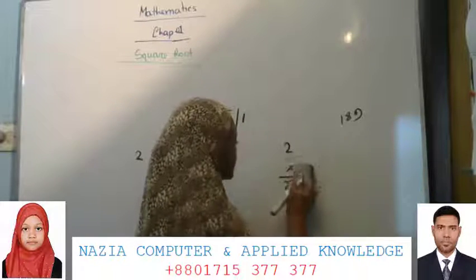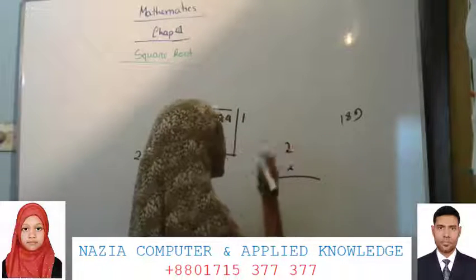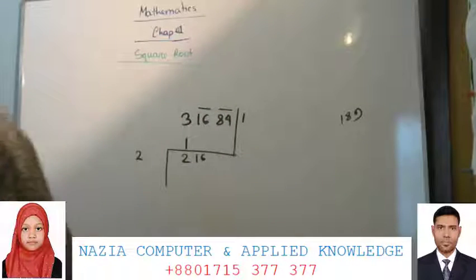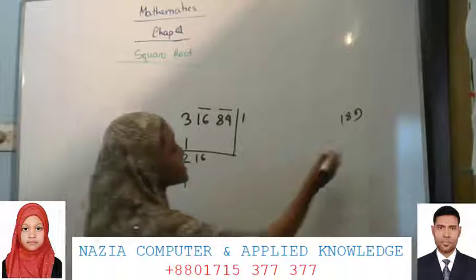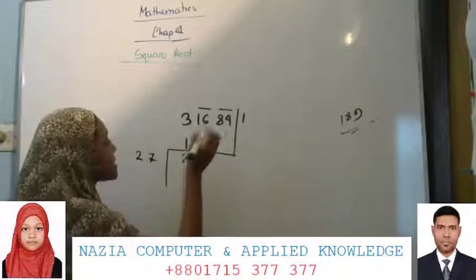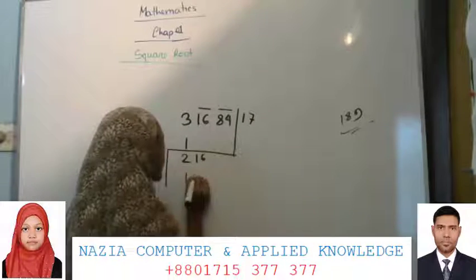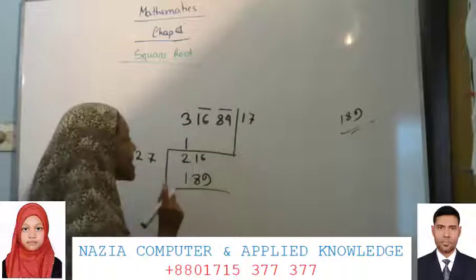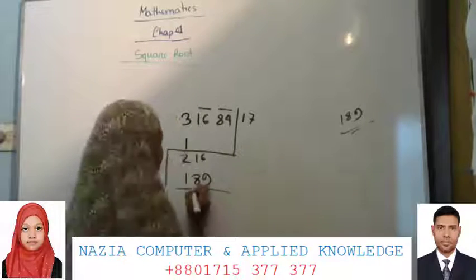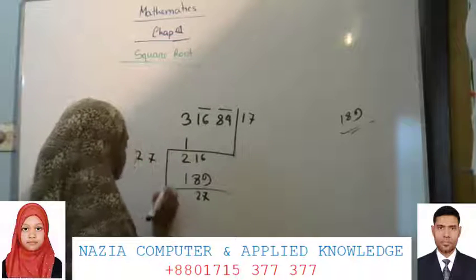So we can take the 7. We have to take 7. We can take the 8. Okay, 7. The answer was 189. So 7, here also 7. We have to put here also 7. So 189. Then what is the subtraction of that? That is 27. Okay.